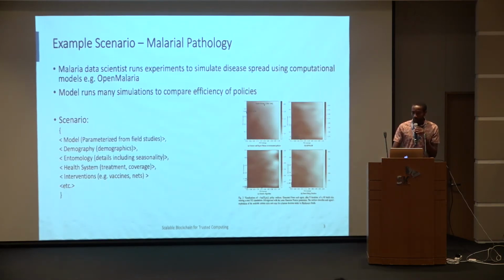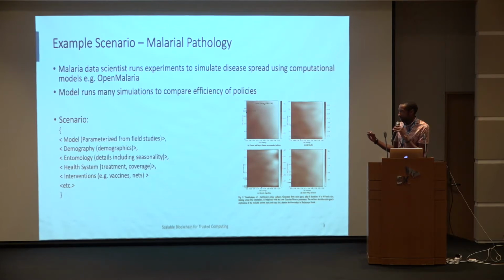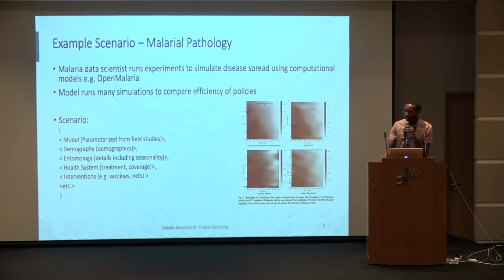One example of EMOD that I've just mentioned is shown here, whereby a malaria data scientist runs a given scenario. Their goal is to alter different interventions, either vaccines or nets or many others, and they alter the demographics, the entomology, the health systems, and then the model. Their goal is to evaluate up to 500 policies and make a decision based on those interventions. So it's a perfect use case that needs a trusted output from those policy-level decisions.